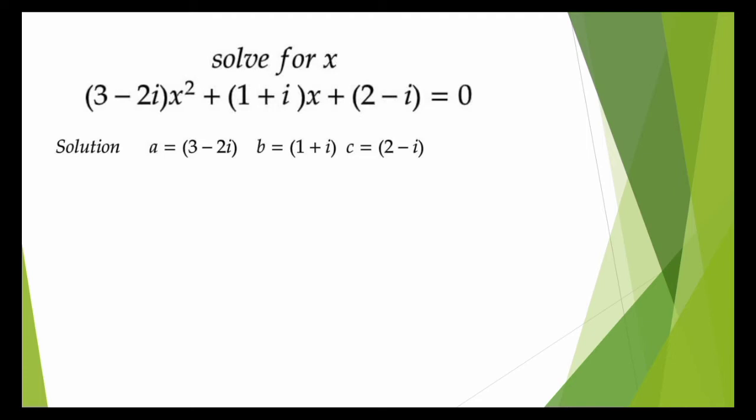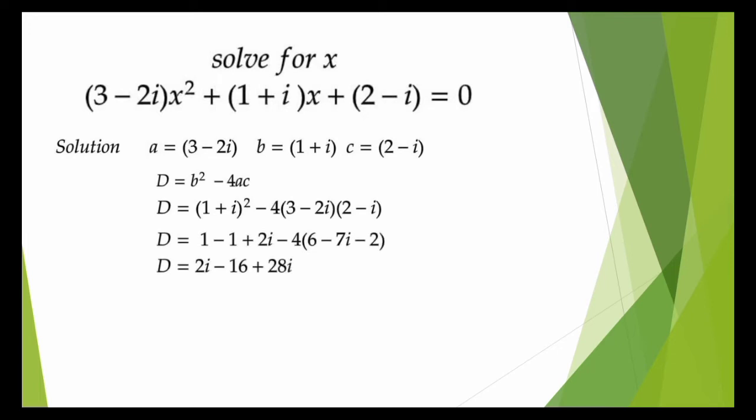First I'm going to look at the discriminant of the equation, which is b square minus 4ac, and we can plug the values inside it and we'll obtain (1 plus i) whole square minus 4 multiplied by (3 minus 2i) multiplied by (2 minus i). After solving this, we can simply obtain the value of d, which equals minus 16 plus 30i, and you can clearly see that d is not real.